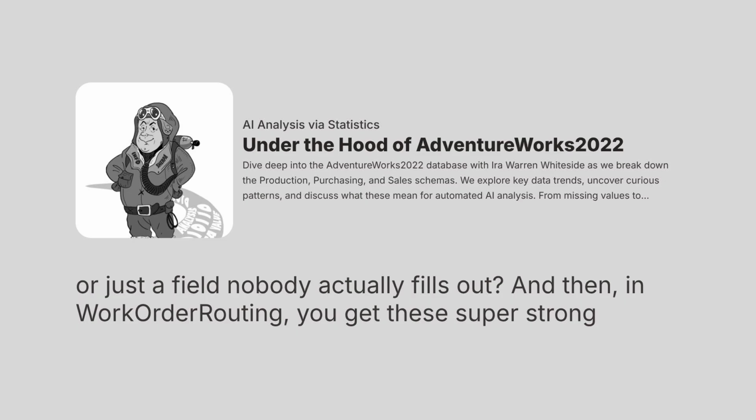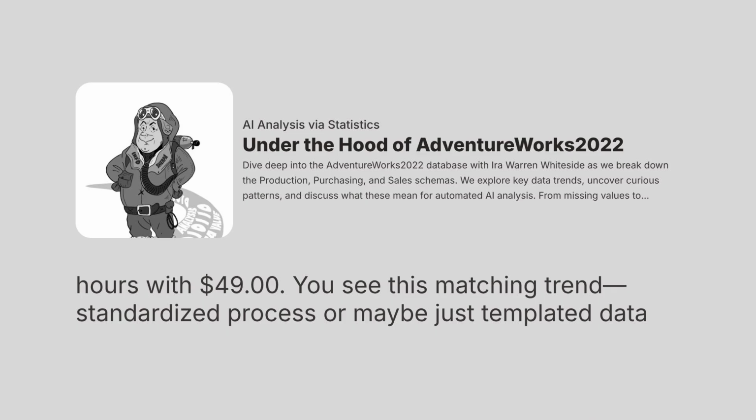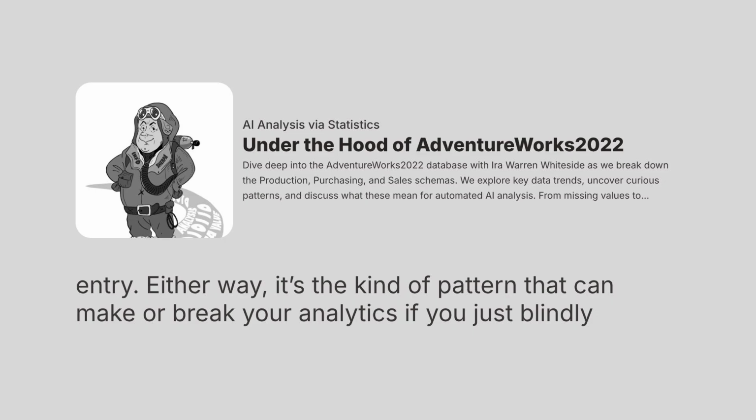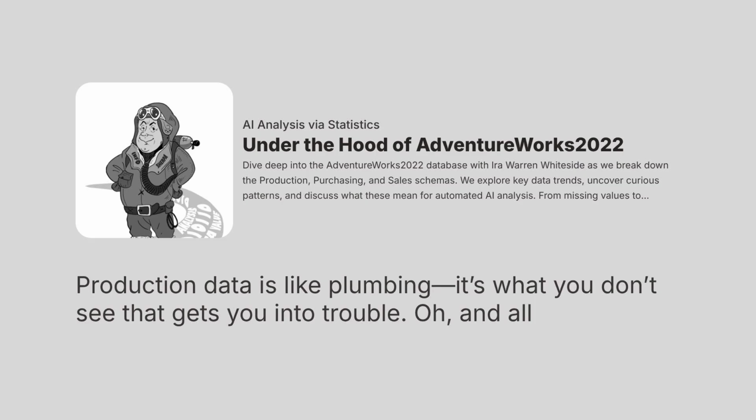And then, in work order routing, you get these super strong correlations, like 3.0000 hours aligns almost every time with a planned cost of $36.75, 4.0000 hours with $49. You see this matching trend: standardized process, or maybe just templated data entry. Either way, it's the kind of pattern that can make or break your analytics if you just blindly trust the data at face value. Production data is like plumbing. It's what you don't see that gets you into trouble.